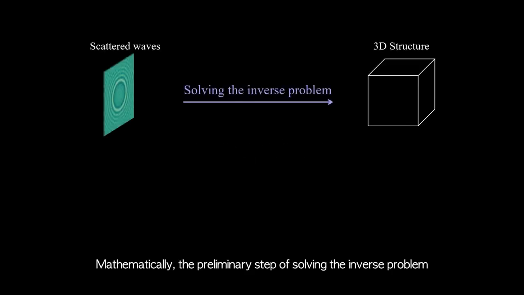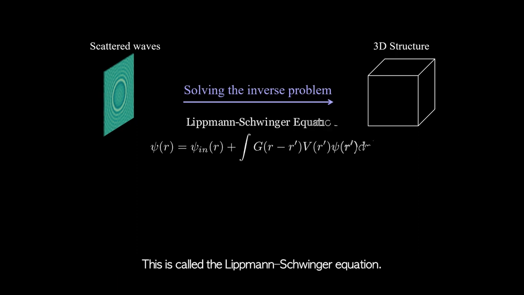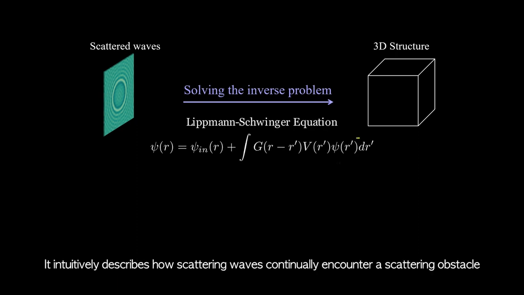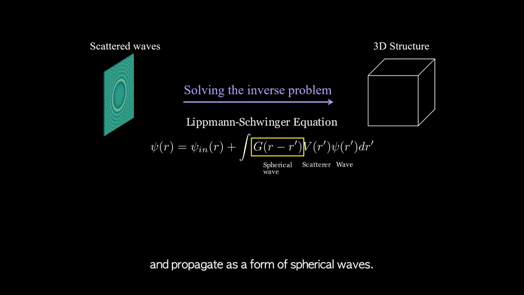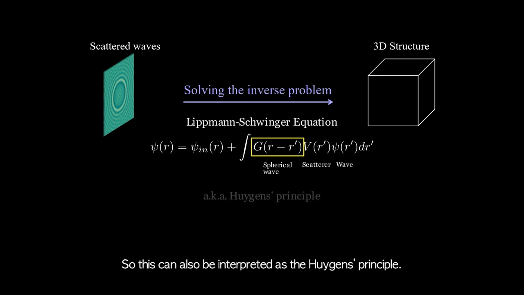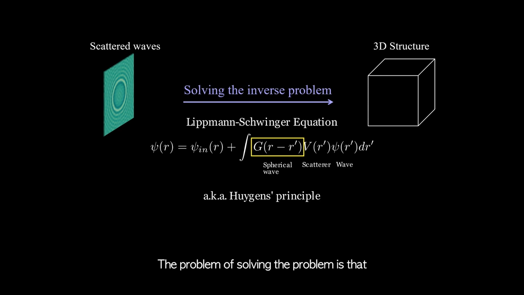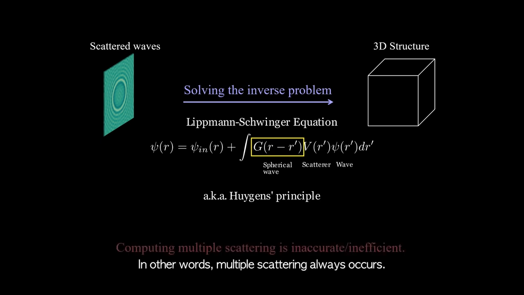Mathematically, the preliminary step of solving the inverse problem is to fundamentally understand the governing scattering equation. This is called the Lippmann-Schwinger equation. It intuitively describes how scattering waves continually encounter a scattering obstacle and propagate as a form of spherical waves. So this can also be interpreted as the Huygens principle. The problem of solving the equation is that wave scattering occurs multiple times according to the equation. In other words, multiple scattering always occurs.